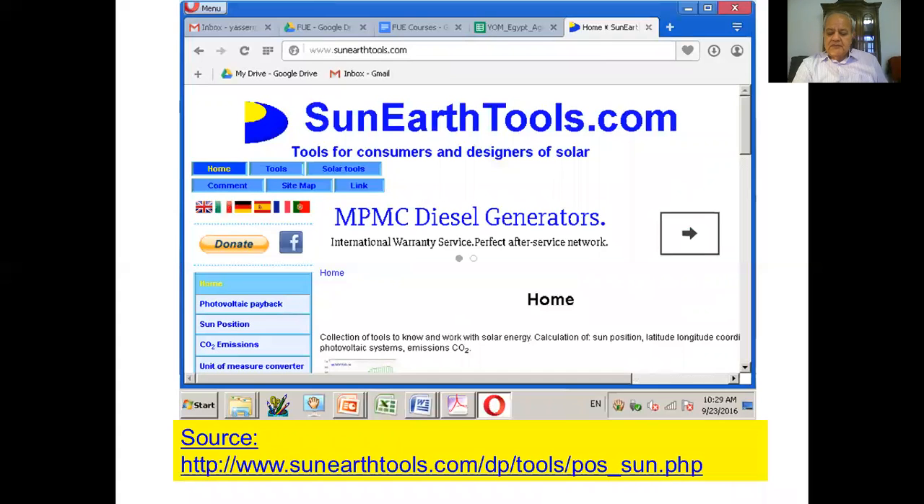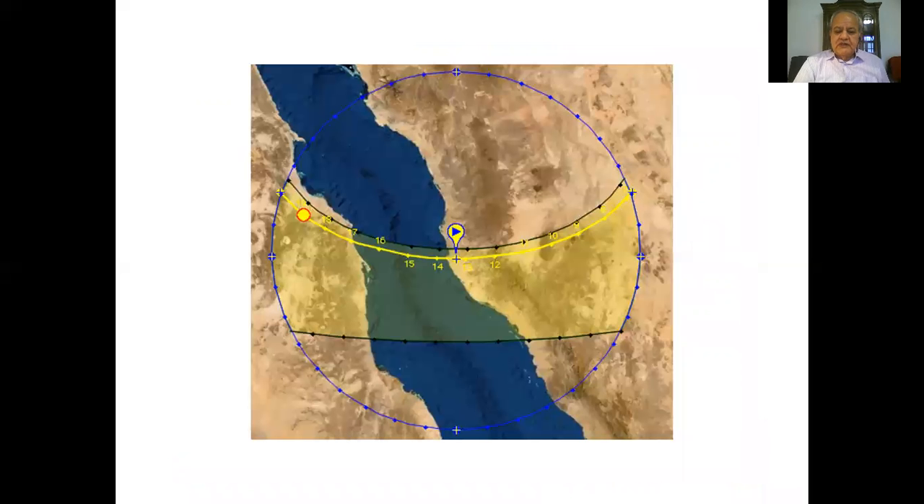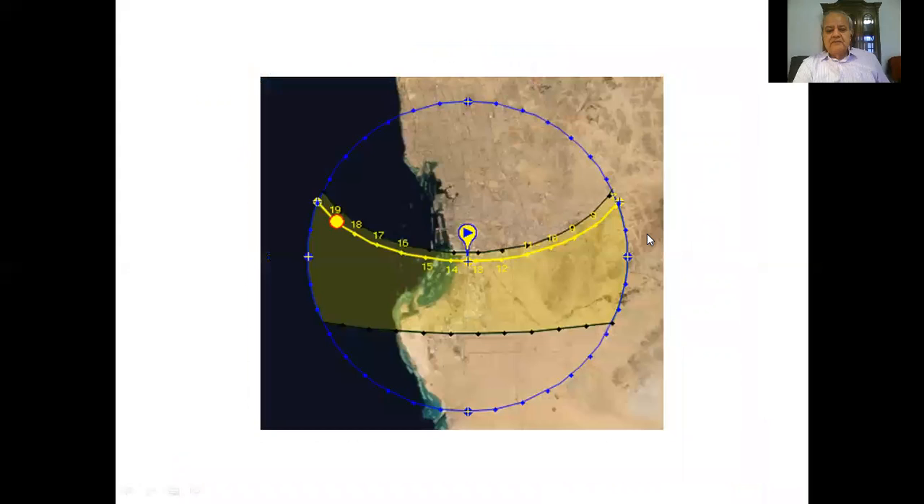There are websites that allow you to find information easily. This is the solar path of Jeddah that indicates the summer and winter path of the sun. This was the time and date when I generated this diagram.